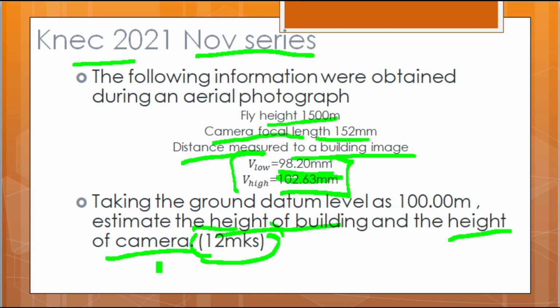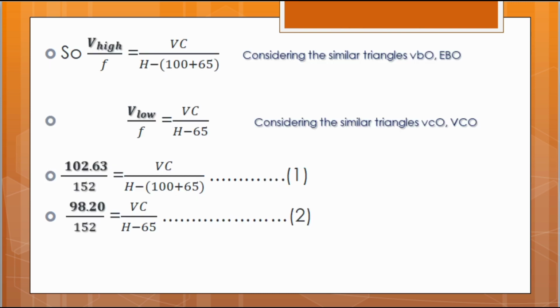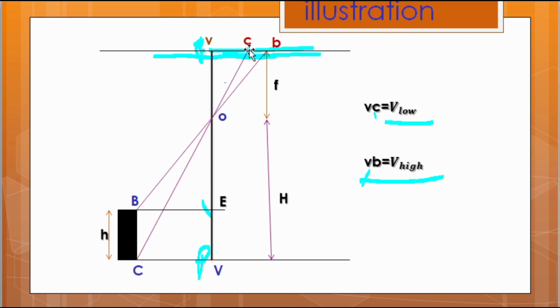And my next question, the height of the camera. So that is where we are going. So we need to calculate the height of our camera. From this data, we have already gotten our height of the building. Here again we come. So I need to compare both our triangles. You remember that. By comparison, the consideration of the similar triangles small BVO and EBO. So this is where our triangle is.